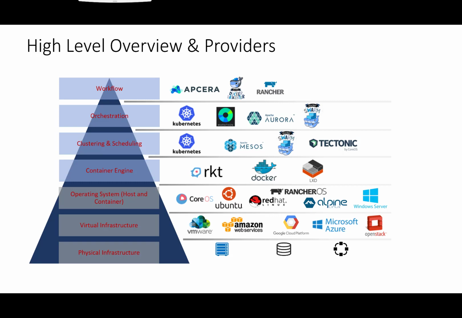Clustering and scheduling, again, our focus area is Kubernetes. There are other providers which I'm not too worried about at this time because, honestly, as I mentioned, I'm new and I don't know the advantages and disadvantages of other clustering and scheduling tools. Orchestration, same story. Our focus here is Kubernetes. There could be other providers, and we're not going to worry about them, at least for today's presentation. Same for workflow: AppShare, Docker Datacenter, Rancher. There could be Jenkins and other CI/CD processes that you could leverage for deploying your applications into containers, right?